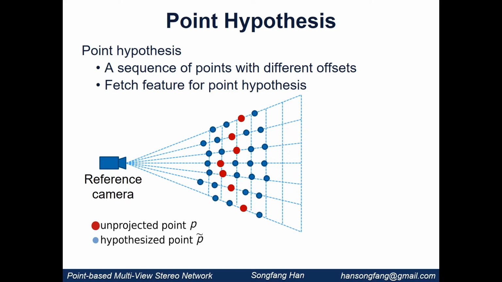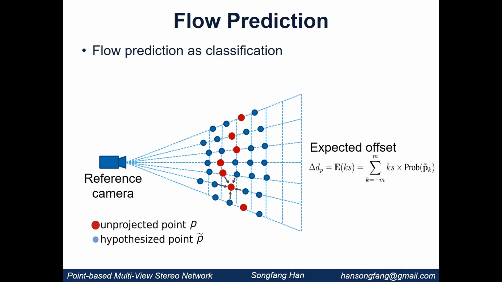To facilitate learning, we propose the point hypothesis. The point hypothesis is a sequence of points with different offsets along the reference camera direction. Besides, we fetch the point features for the hypothesized points. With the help of the hypothesized points, we convert the offset regression task to a classification task. The final point flow is predicted as the expected offset among the hypothesized points. Specifically, we use edge convolution to predict the probability of each hypothesized point.